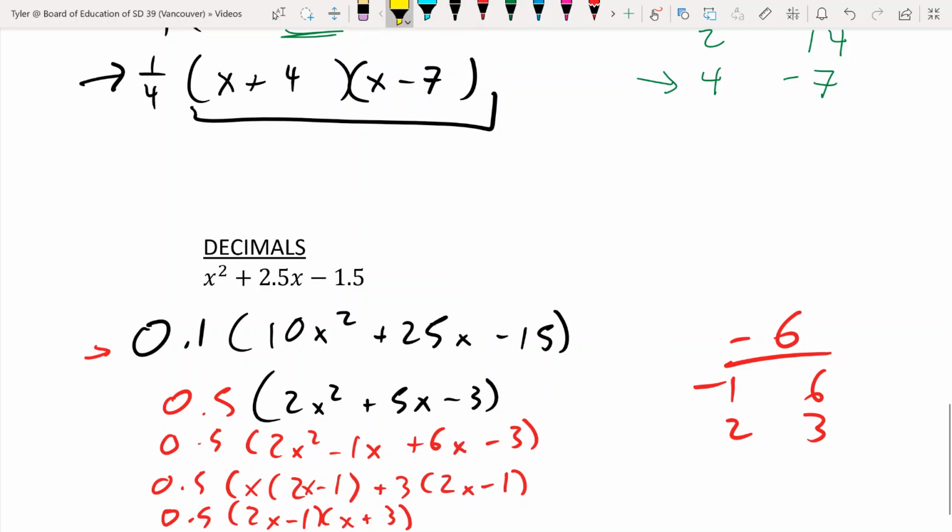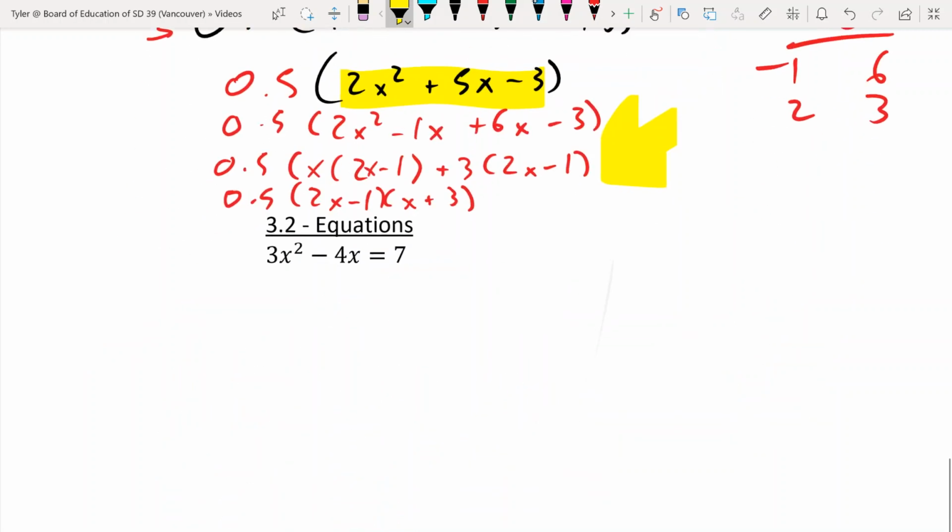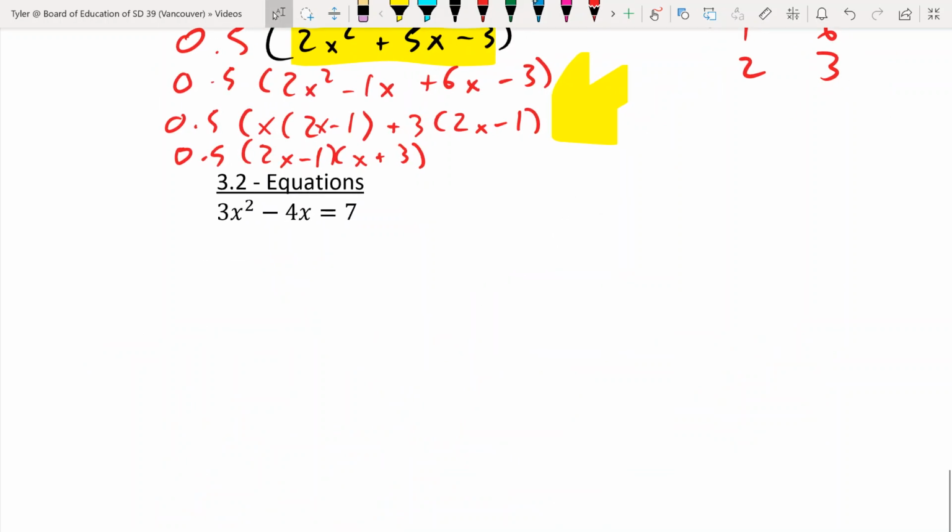Be careful with the difficult trinomials because it can get a little messy as we saw here with what I was doing, but that's basically it. Now, 3.2 works the exact same way, but the only difference is whenever we're doing equations, we actually want to find out what x is equal to.